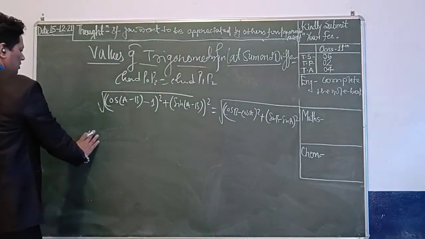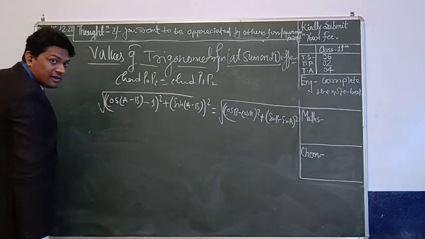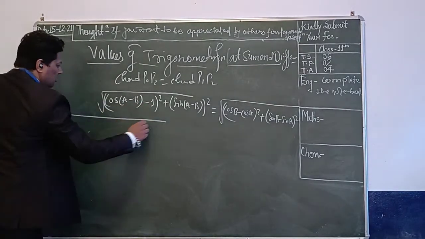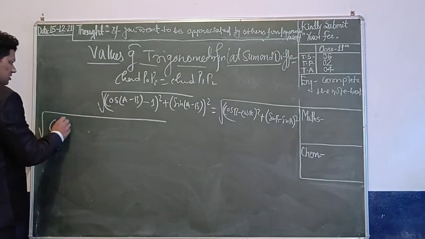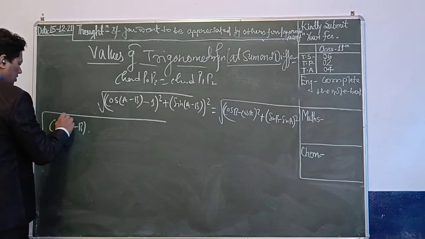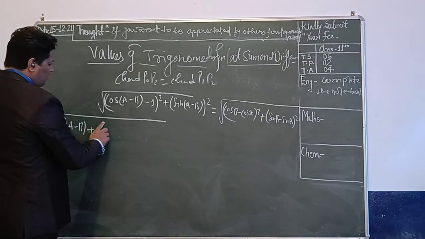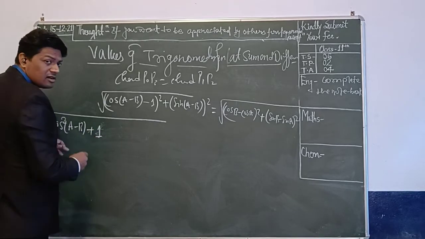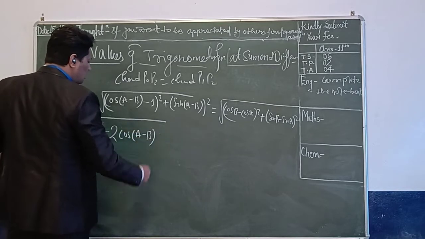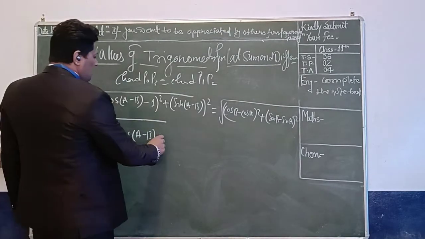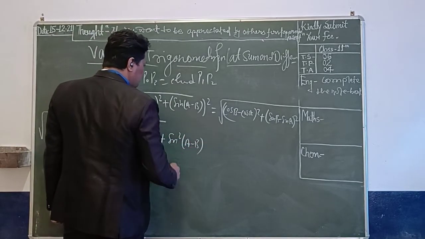Now we can solve cos A minus B minus 1 whole square. Is it clear? We can check: A square plus B square minus 2AB. Cos square A minus B plus 1 square, and 1 square is equal to 1, minus 2 cos A minus B into 1. Here plus you are getting sin square A minus B.